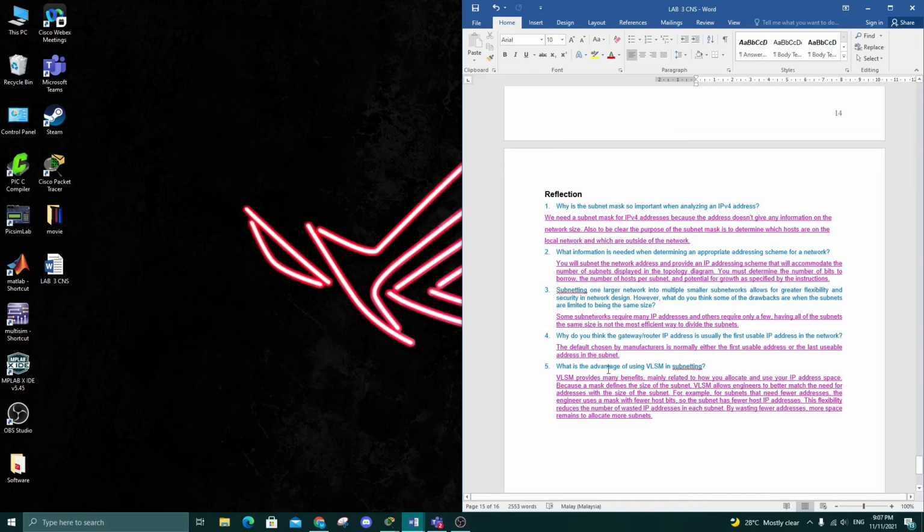Question number 5 is what is the advantage of using VLSM subnetting? And the answer is VLSM provides many benefits, mainly related to how you allocate and use your IP address space. Because you must define the size of the subnet, VLSM allows engineers to better match the need for addresses with the size of the subnet. For example, for subnets that need fewer addresses, the engineer uses masks with fewer host bits so the subnet has fewer host IP addresses. This flexibility reduces the number of wasted IP addresses in each subnet. By wasting fewer addresses, more space remains to allocate more subnets. Okay, that's all from me. Thank you.